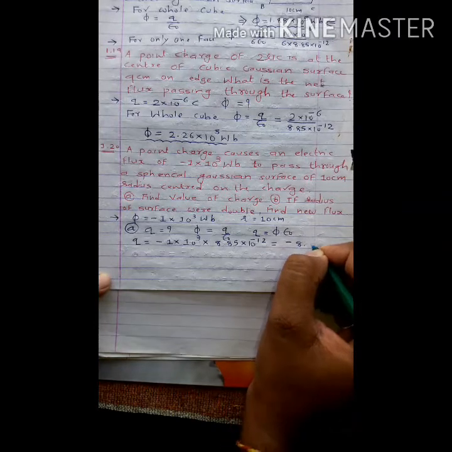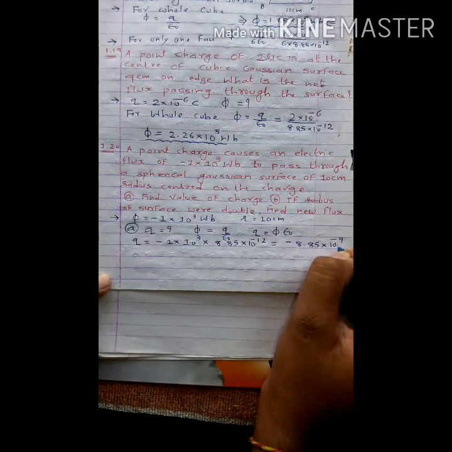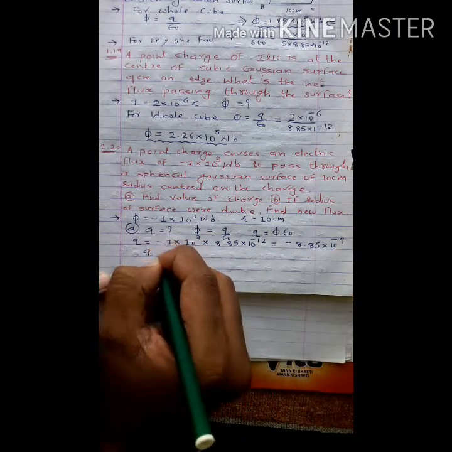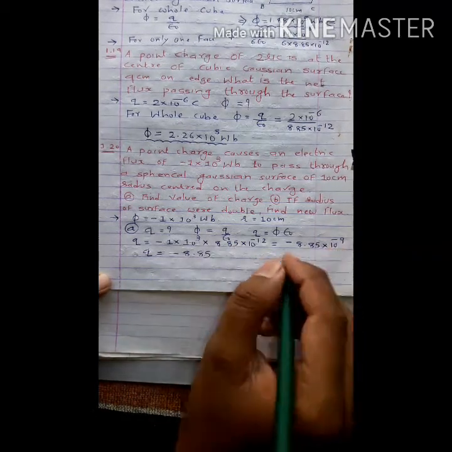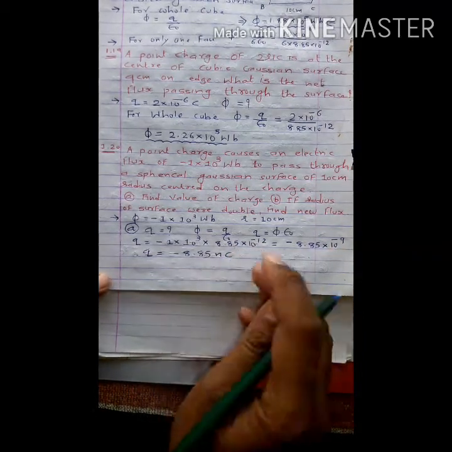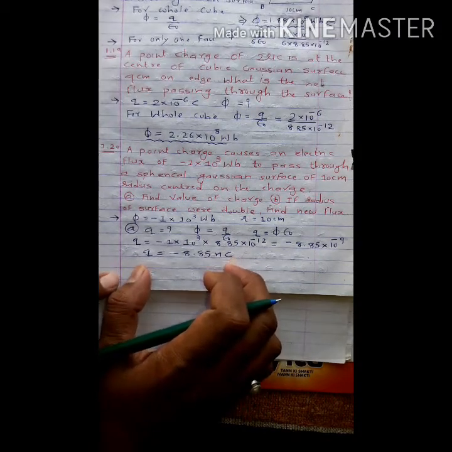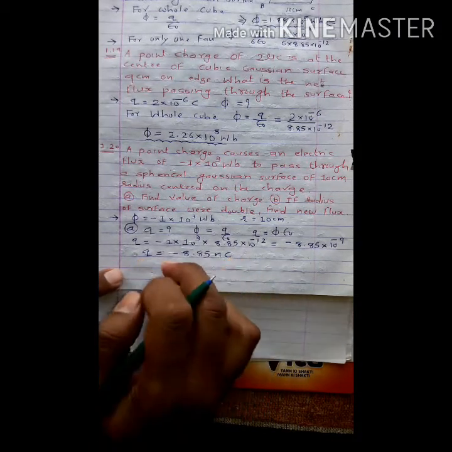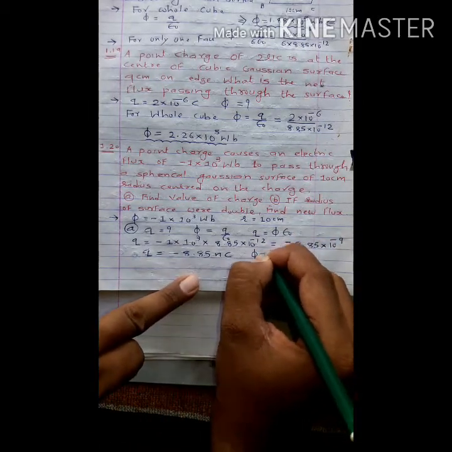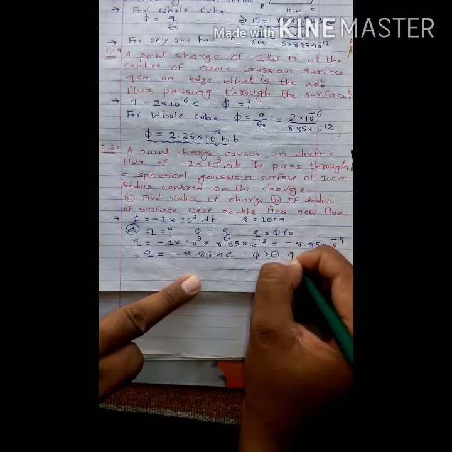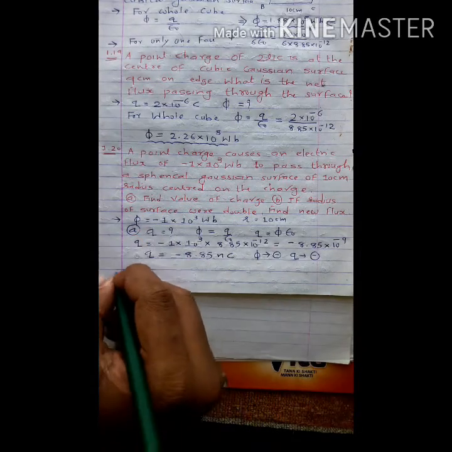So our answer is minus 8.85 into 10 to the power minus 9. So charge Q is equal to minus 8.85 into 10 raised to minus 9, that means nanocoulomb. So the charge linked with the spherical Gaussian surface is negative, minus 8.85 nanocoulomb. Remember this point: here phi is negative, so the value of charge is also negative. This is your solution of the first question.